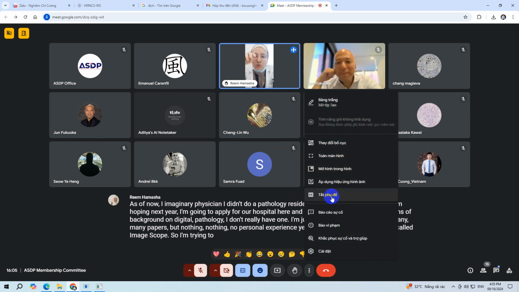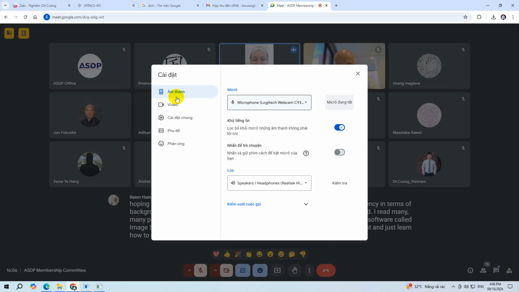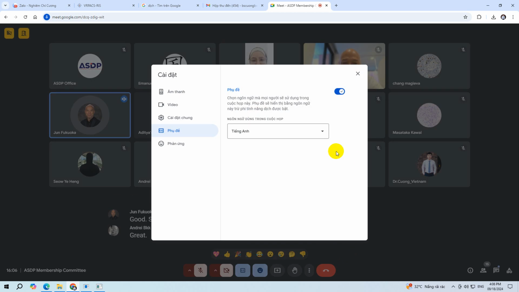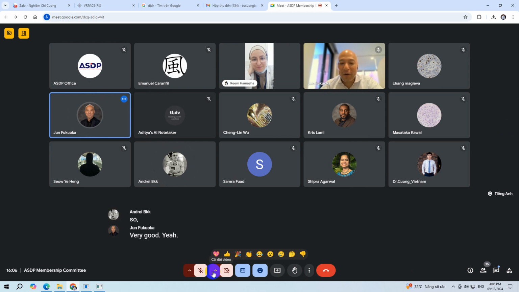So I'm trying to get images from the internet, images with no copyright, and just learn how to use the platform. My one very proud accomplishment in pathology is I have 2 publications on Pathology Outlines. One is on cholesterolosis, one is on cholesterol polyps, and that's it. Great, you're already an author. Yeah, with that, actually, I got help from a specialist. Excellent. Thank you. Very good.